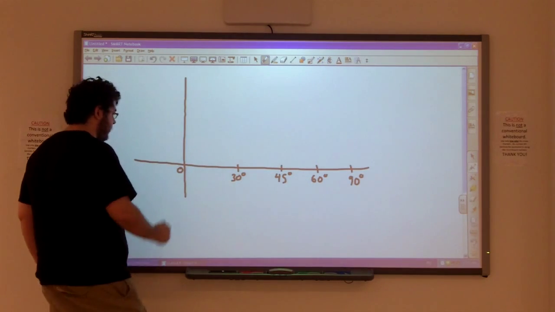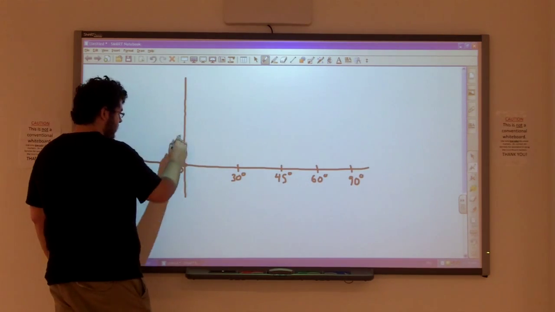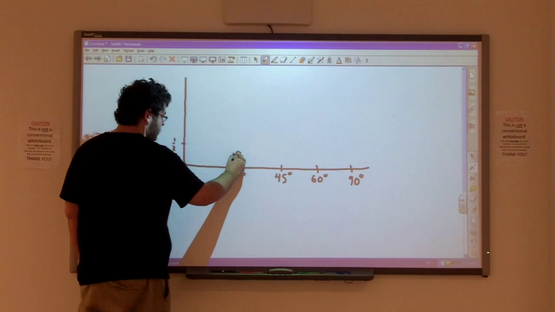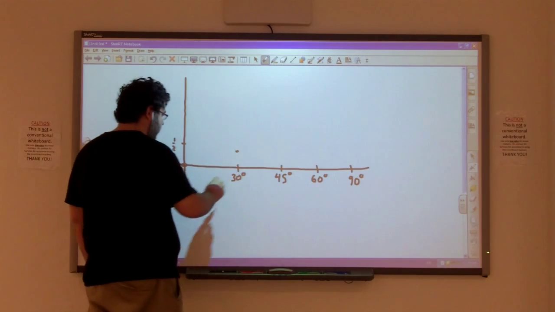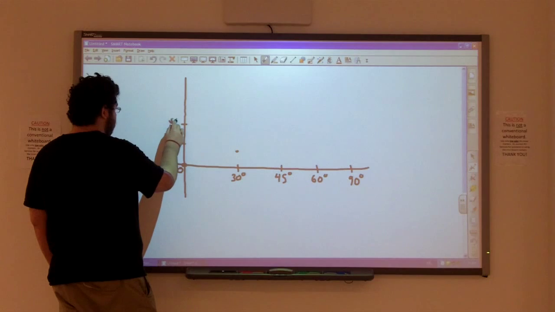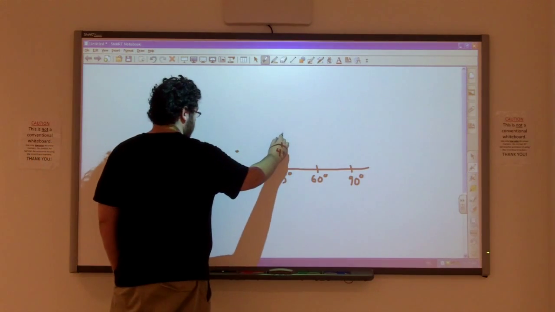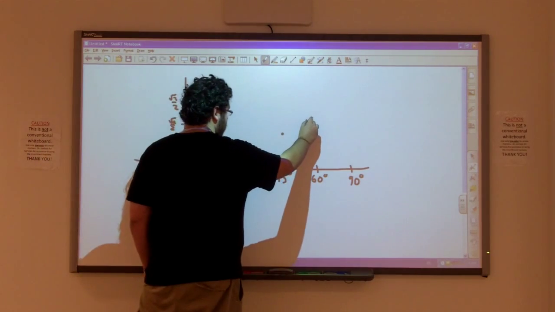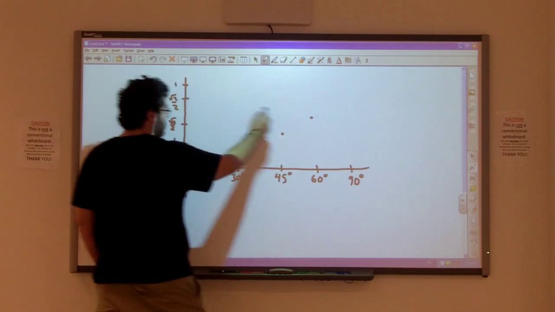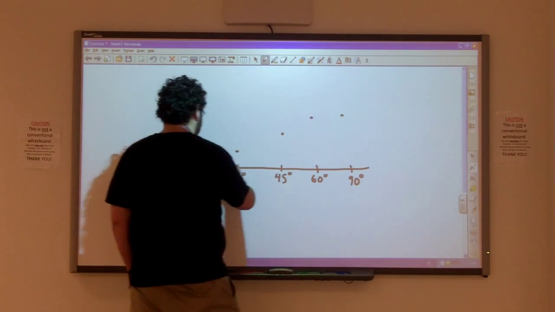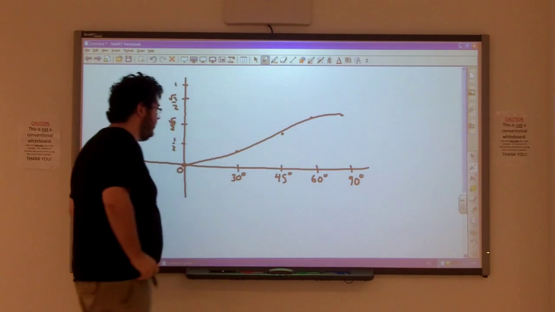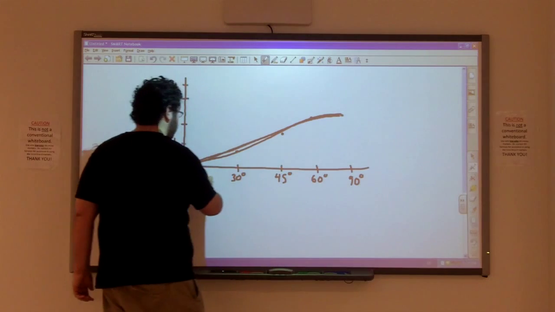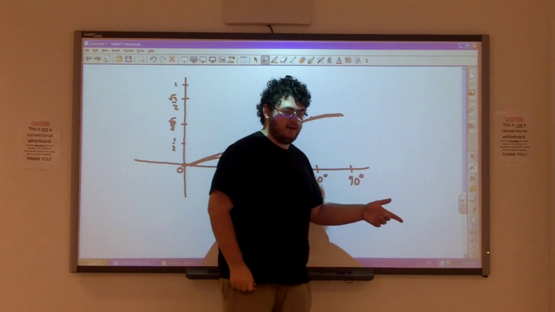Okay. So sine of 0 is 0. Sine of 30 is a half. Sine of 45 was the square root of 2 over 2. Sine of 60, square root of 3 over 2. Sine of 90 was 1. So there's not too much of a pattern emerging, but we can see it kind of curves off like this.